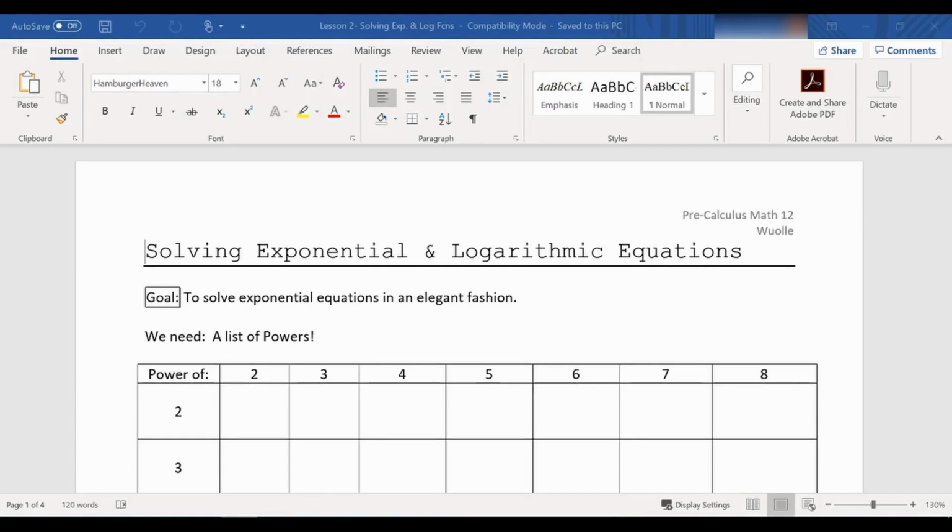Before we start, we're going to make this little table. It's tedious, but it'll come in handy as you continue through this section. It's just going to be a list of powers. So you can use this table to help you with questions from your section.